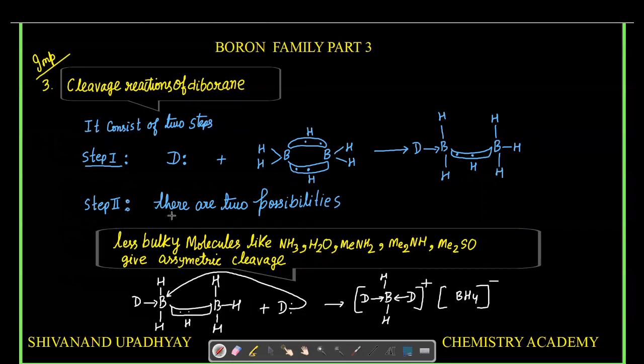ये जो दूसरा वाला टूटेगा उसमें 2 possibility हैं. So the less bulky molecules like ammonia, water, methylamine, dimethylamine, and this compound dimethyl sulfur oxide, right? Whatever this compound is there, इनमें क्या है कि ये लेस बल्की ग्रुप में, तो लेस बल्की ग्रुप में एसिमेट्रिक क्लीवेज है. एसिमेट्रिक का मतलब हो गया कि देयर इज डेवलपमेंट ऑफ चार्ज. जिस बोरोन एटम पे पहले अटैक हुआ था उसी बोरोन एटम पे अभी भी अटैक होगा, राइट? सो व्हाट इज हैपनिंग हियर दैट ये जो बोरोन एटम पे पहले से कोऑर्डिनेट बॉन्ड बना था, अब ये न्यूक्लियोफाइल अगेन आके इसी पे अटैक कर रहा है.